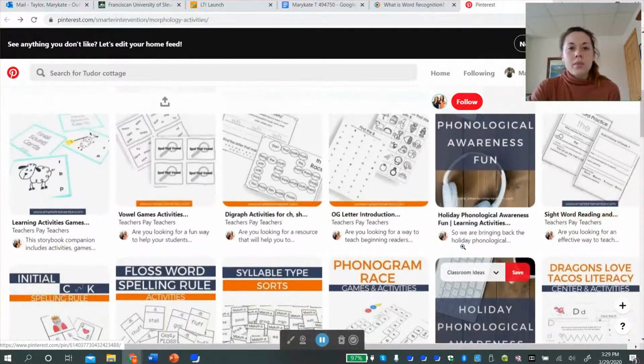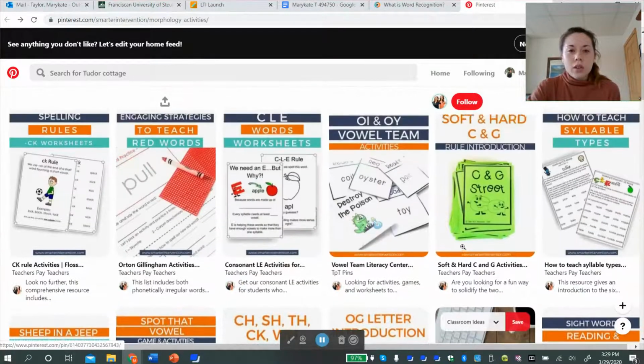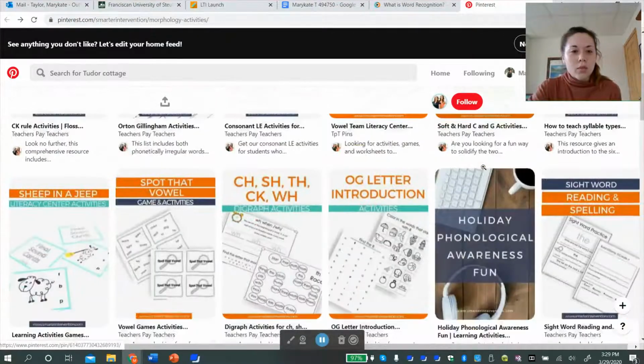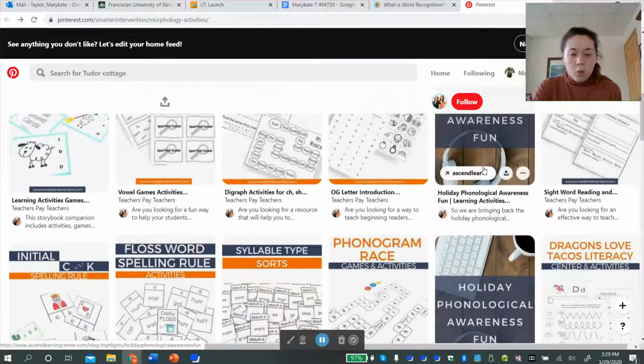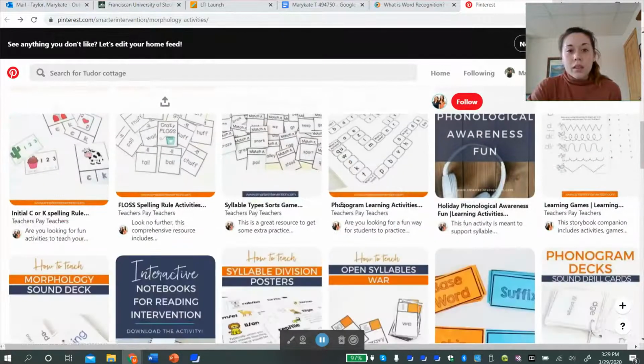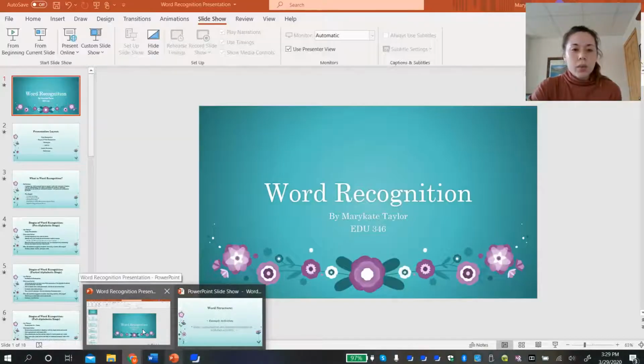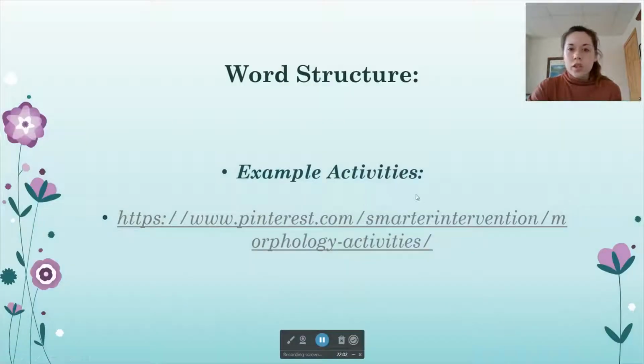So those are just some different activities you could do, and I could always send you the link to these when you're in your future classrooms and you're thinking of ways how you can teach word structure. So I definitely will keep this pinned in my own Pinterest, of course. But yeah, I thought that would be a different way to show you some word structure activities.